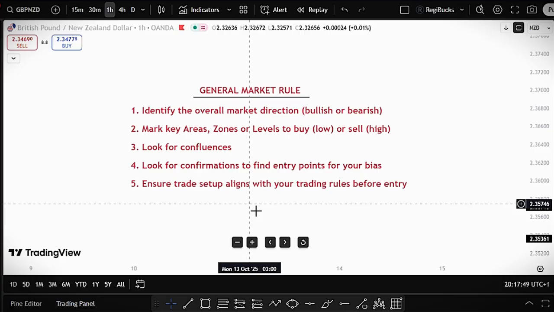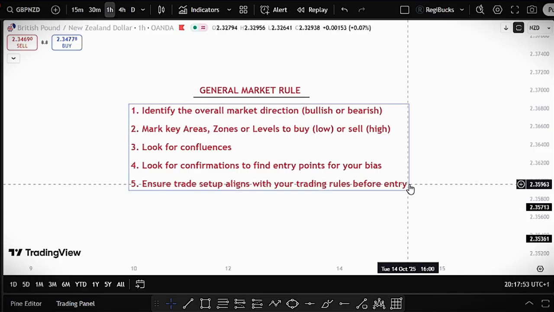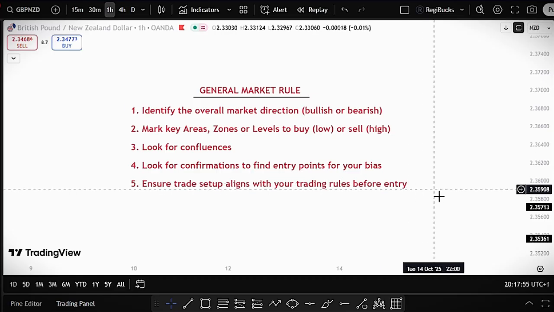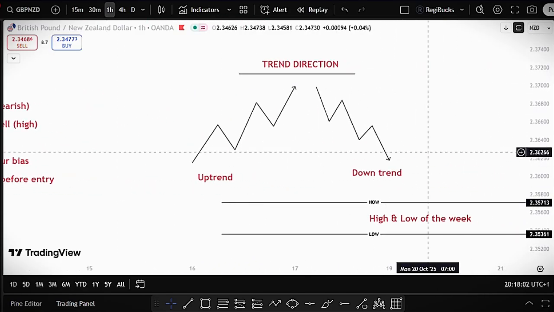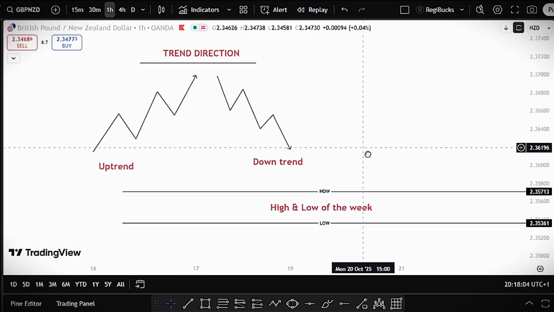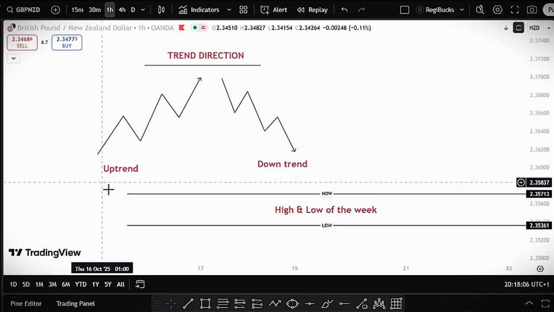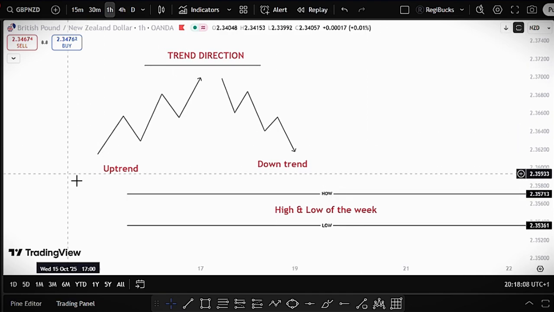If you are not trading at the right time, or if you don't have your minimum risk to reward, you do not take that trade. Just do not be interested in those kinds of trades. And now let's talk about the trend direction. So now you are buying or selling in the market.